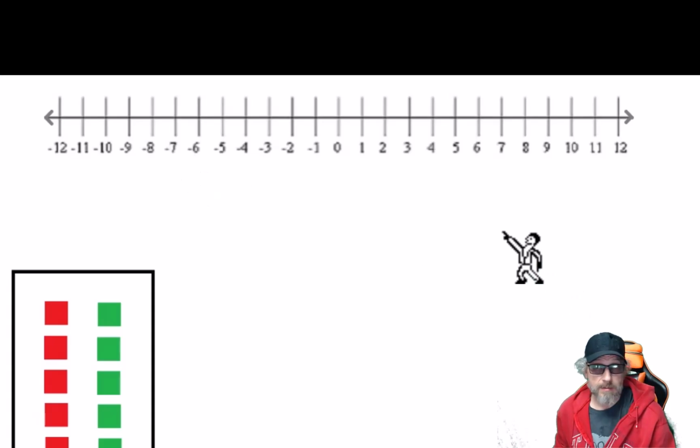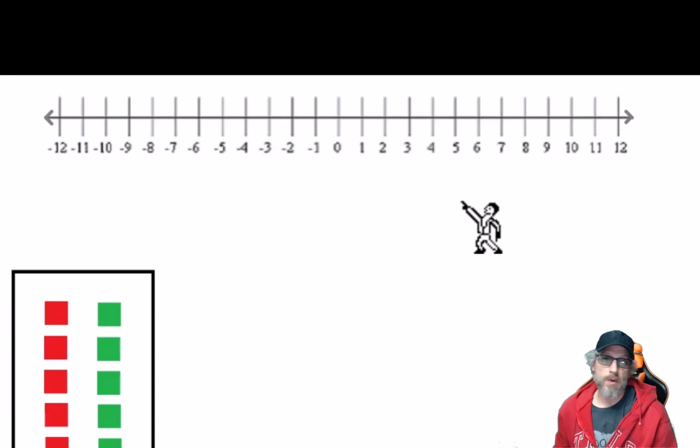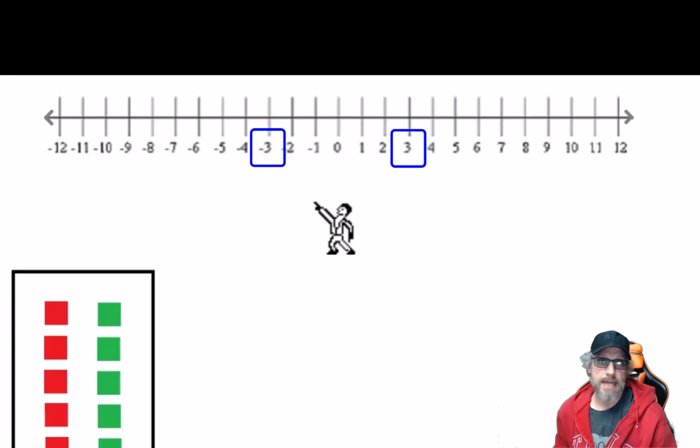And that distance from 0 on a number line is what we call the absolute value of the number. The absolute value is a distance from 0, so we refer to that as a positive amount. So 3 and -3 have the same absolute value, 3. They are both 3 units away from 0 on the number line.